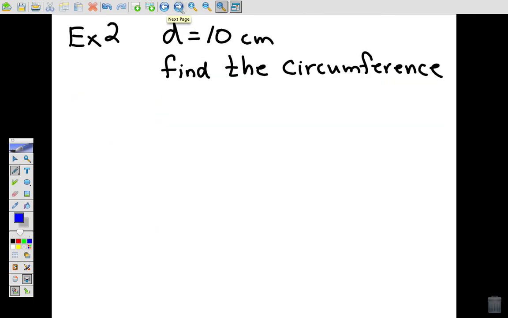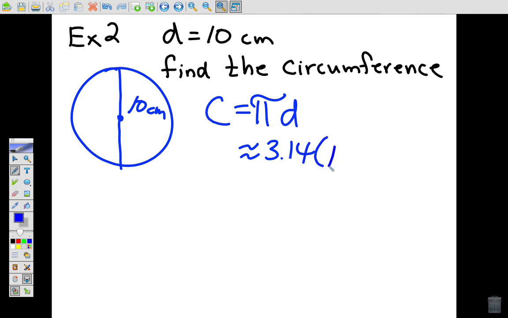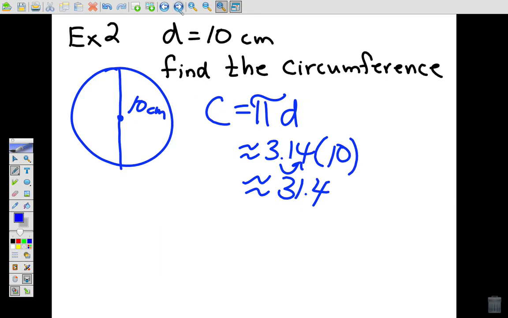All right, in example 2, this time we're given the diameter. So this time we have a circle, and the diameter of it is 10 centimeters. So I'll use C equals pi times d, which is about 3.14 times 10. And to multiply by 10, you just move the decimal 1 place to the right, and we get, by coincidence, the same answer as we did on the last one. And we label it centimeters. So the distance around that circle is 31.4 centimeters.